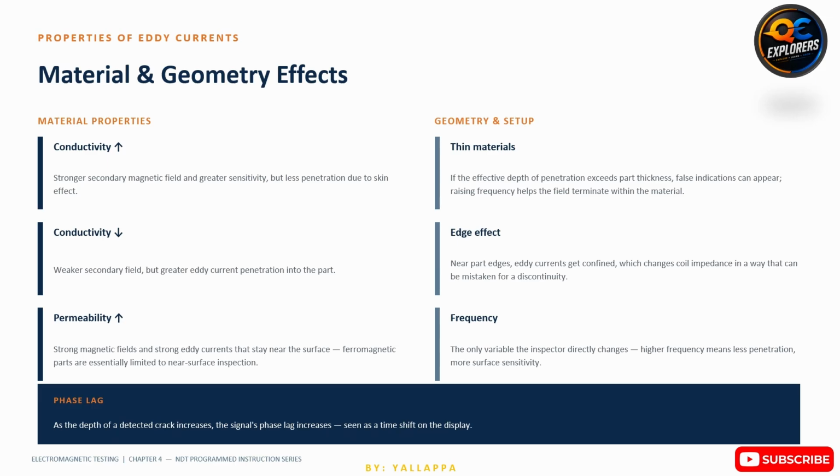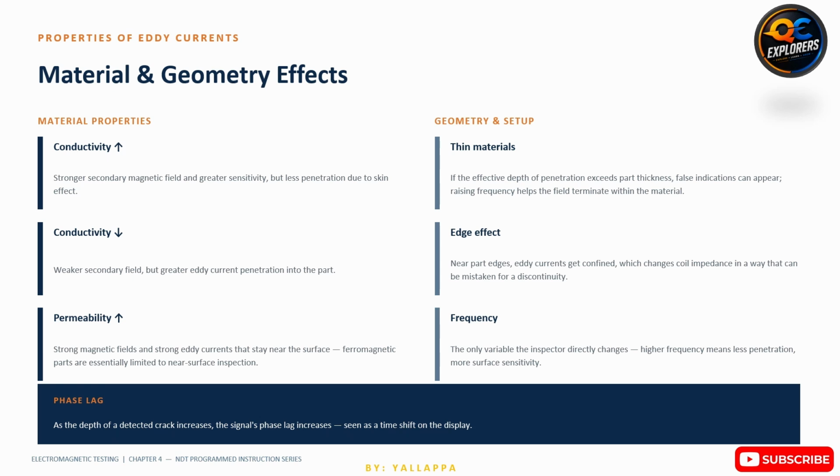Finally, the slide introduces phase lag. As the depth of a crack increases, the eddy current response becomes delayed relative to the excitation signal. This delay appears as a phase shift on the impedance display and helps inspectors estimate defect depth in addition to defect presence. Recognizing how material properties and geometry influence signals is essential for distinguishing genuine discontinuities from normal electromagnetic responses.